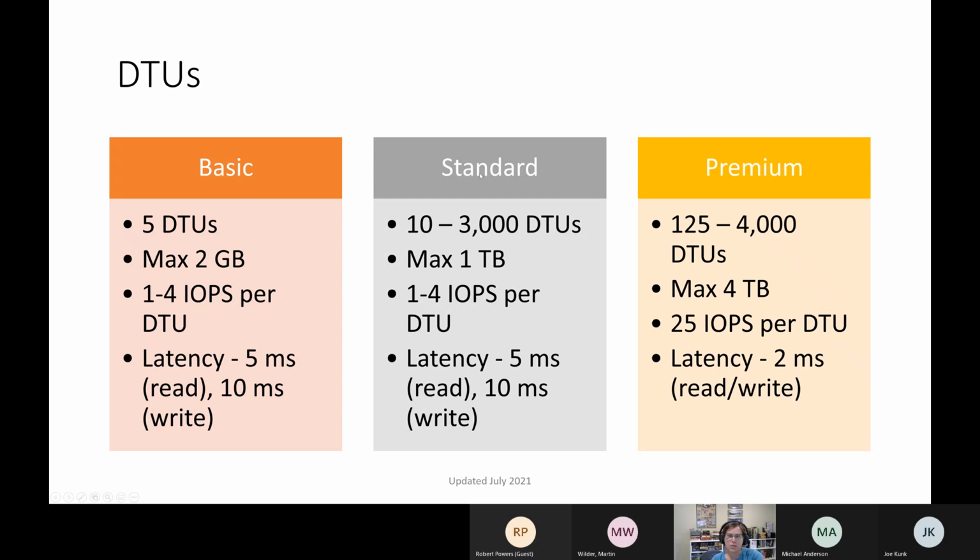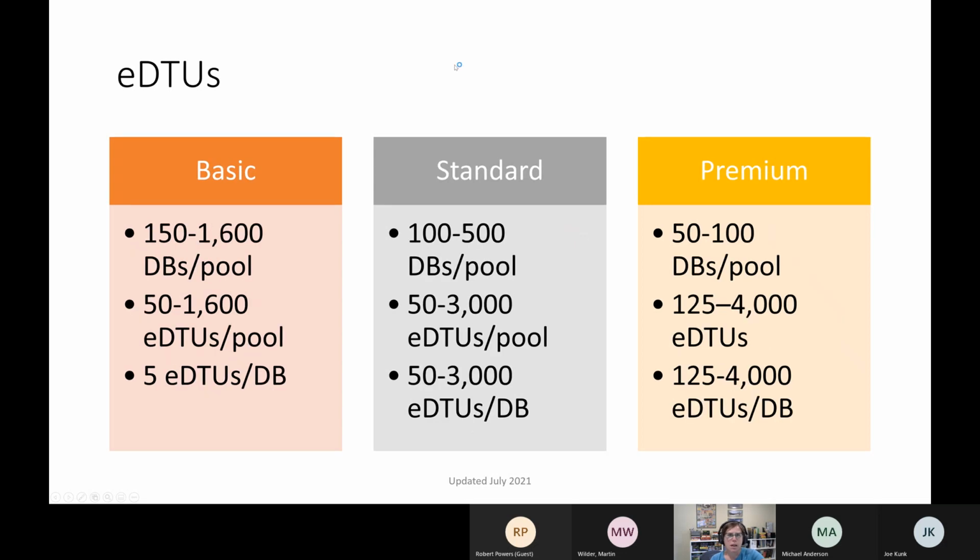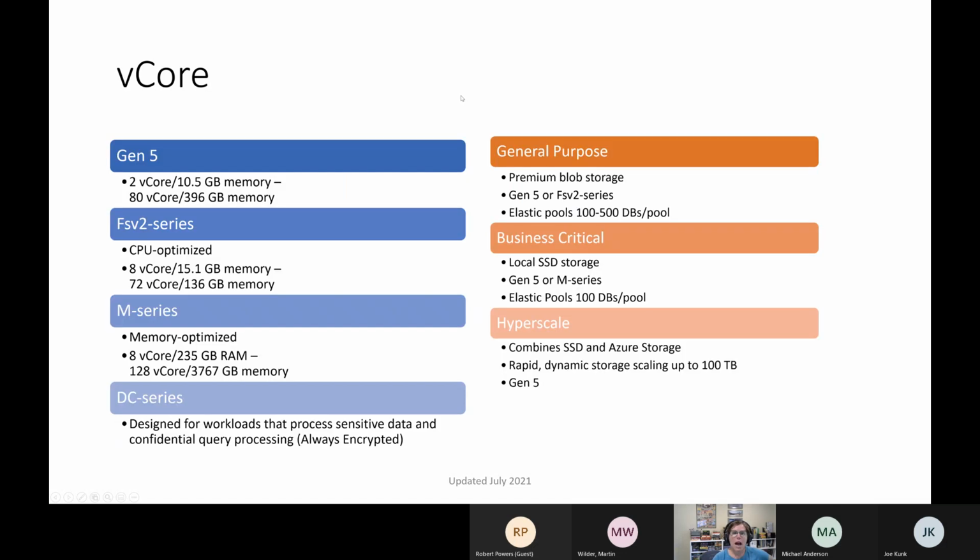Essentially, what every tier gave you was a maximum amount of transactions that you could run, a maximum amount of data size, and a maximum number of IOPS. That same model applied if you used DTUs on an elastic pool: maximum number of databases per pool, maximum number of transactions per pool, maximum number of transactions per database. What I would prefer to focus on is showing you what you get with vCore.